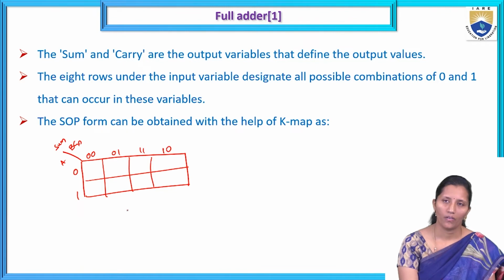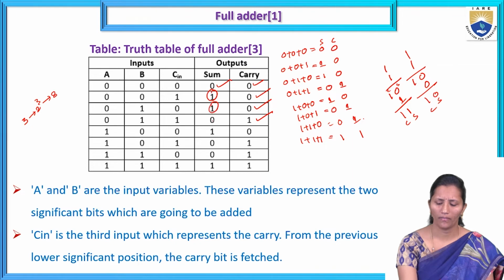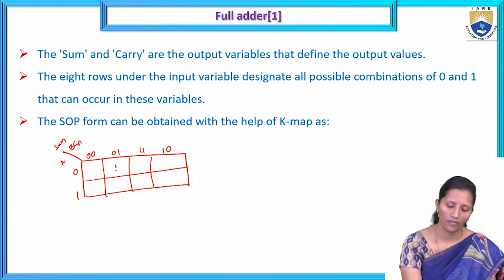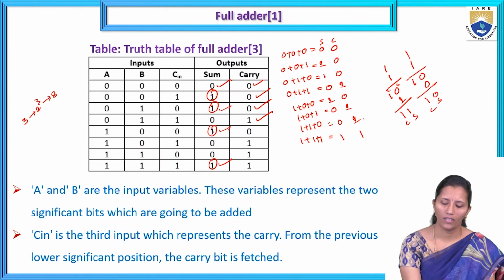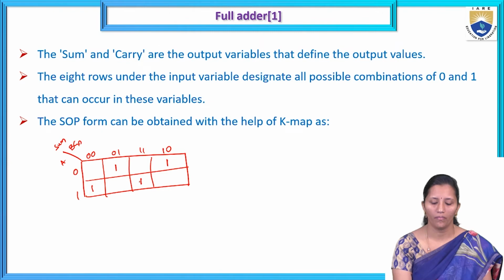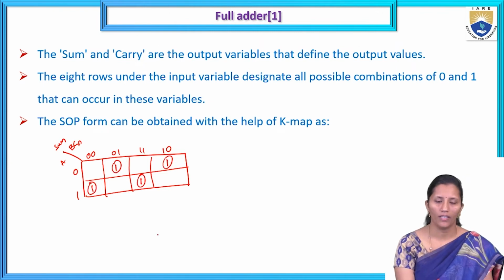We have 3 inputs. So we will use A as 0, 1, and B C in 0 0, 0 1, 1 1, 1 0. Okay, we have to note down the values where we are getting 1 for the sum. 0 0 1 we are getting 1, 0 1 0 we are getting 1, 1 0 0 we are getting 1 sum, and 1 1 1 also 1. So sum we are getting 1 for these variables. So no one will be paired with another one.